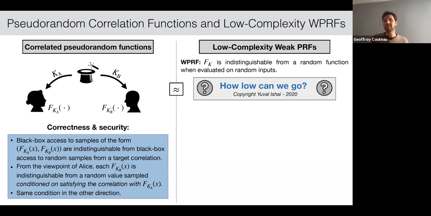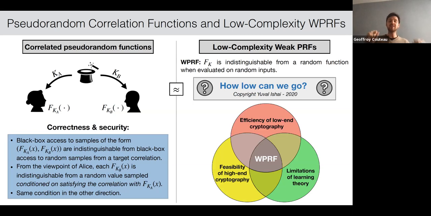A big, very interesting question in the area of weak pseudorandom functions, and also in the area of many symmetric cryptographic primitives, is the question of what is the smallest complexity class in which such a function can possibly exist, or to use the terminology that Yuval typically uses, how low can we hope to go? This question is actually at the intersection of many quite interesting areas. If you can have a weak pseudorandom function in a very low complexity class, it's interesting for low-end cryptography. Typically, you can get symmetric primitives that can be implemented with very good parallel efficiency.